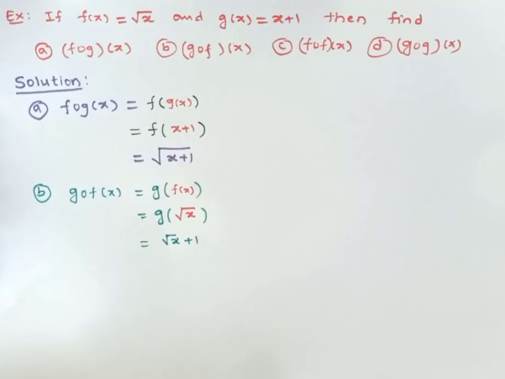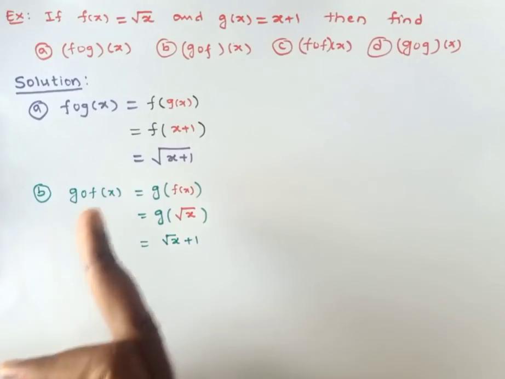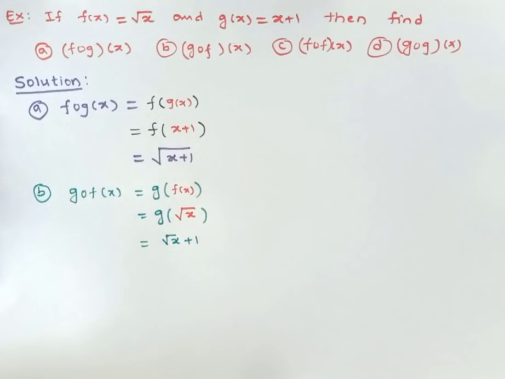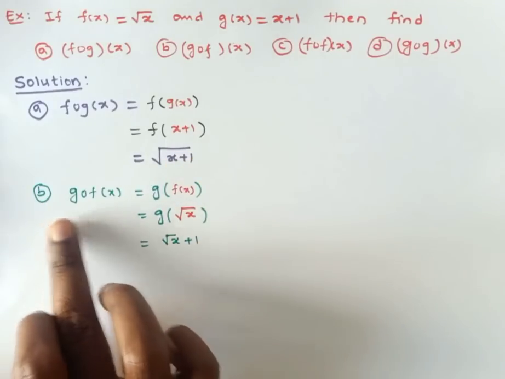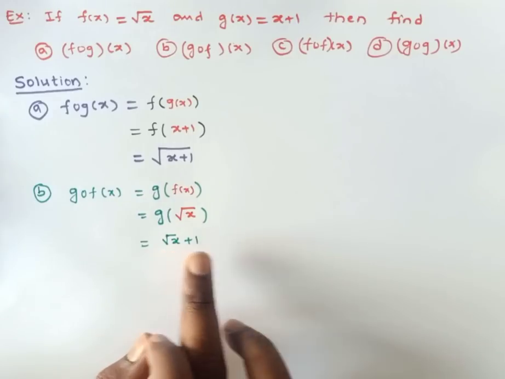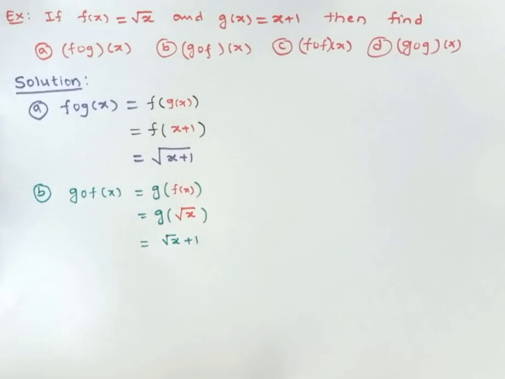So here you can observe f compose g and g compose f. Is f compose g the same as g compose f? No. Here f compose g is root of x plus 1, but g compose f is root x plus 1. Here f circle g is not equal to g circle f.